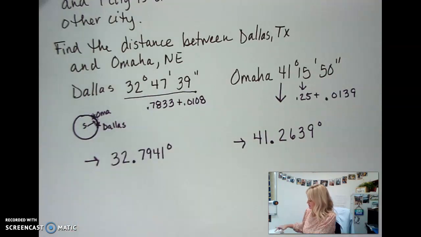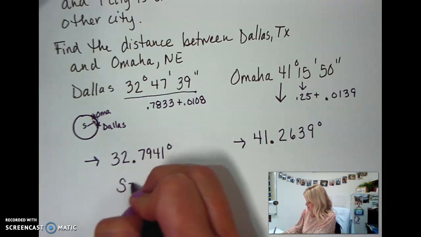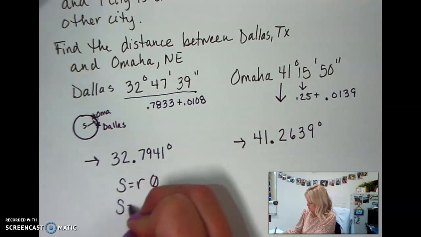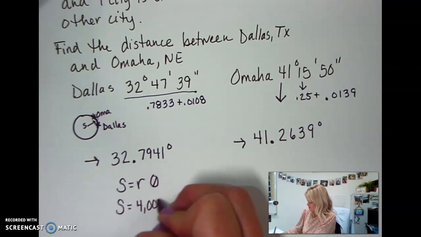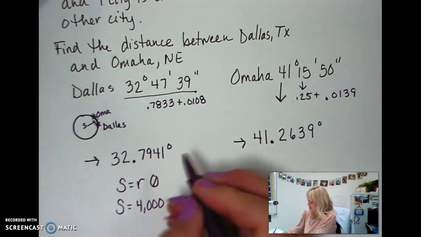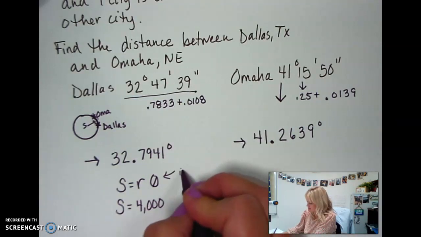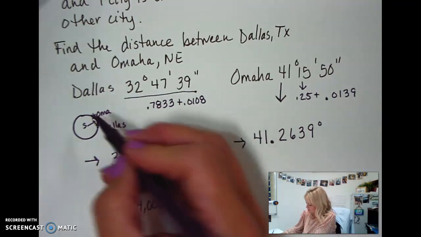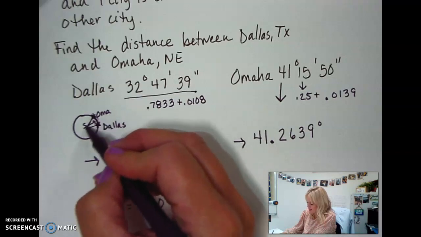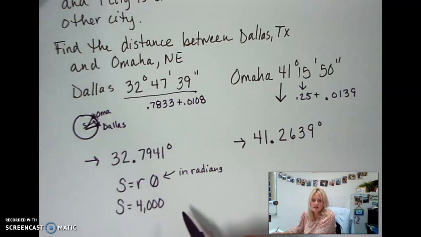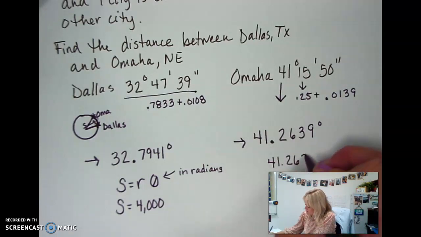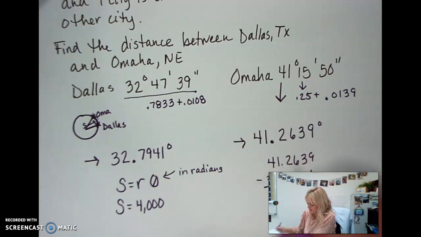And if you remember, our arc length is the same as taking the radius times theta. The radius of the Earth, we were told, is 4,000 miles. And theta, remember, has to be in radians. Well, we don't really know theta quite yet. Theta is the angle between Omaha and Dallas, so we need to find the difference between these two degrees before we can find the angle theta.